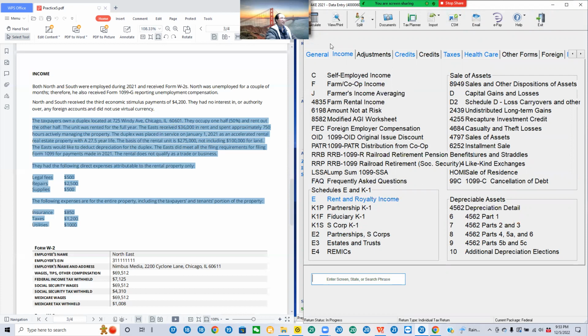So now on the second tab, Income, on the left side, Rent, and move to the right. You will see in the corner, Depreciation, and then the 4562 Depreciation Detail. Double click.